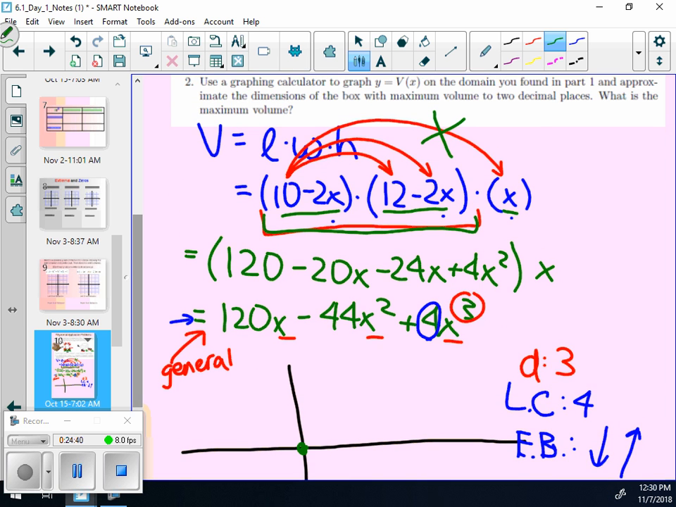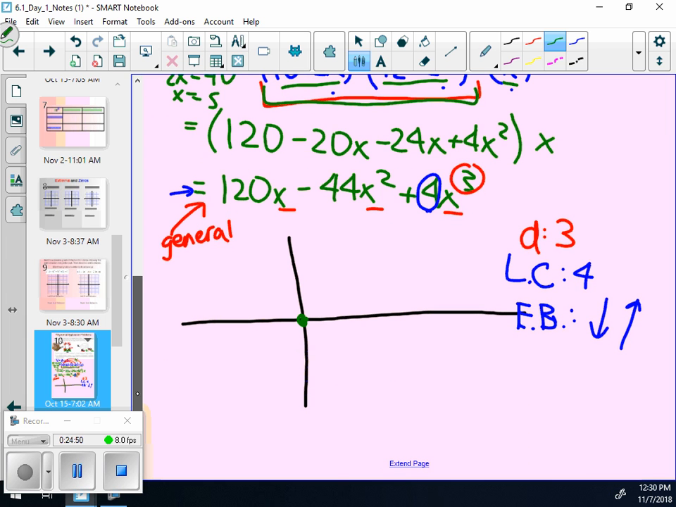Let's check. 10 minus 2x is equal to 0. Negative 2x is equal to negative 10. Yeah, I think it's positive. All right. So we have one at 5. And we have one at 6. But thank you for double checking me. I was just kind of zooming through it.